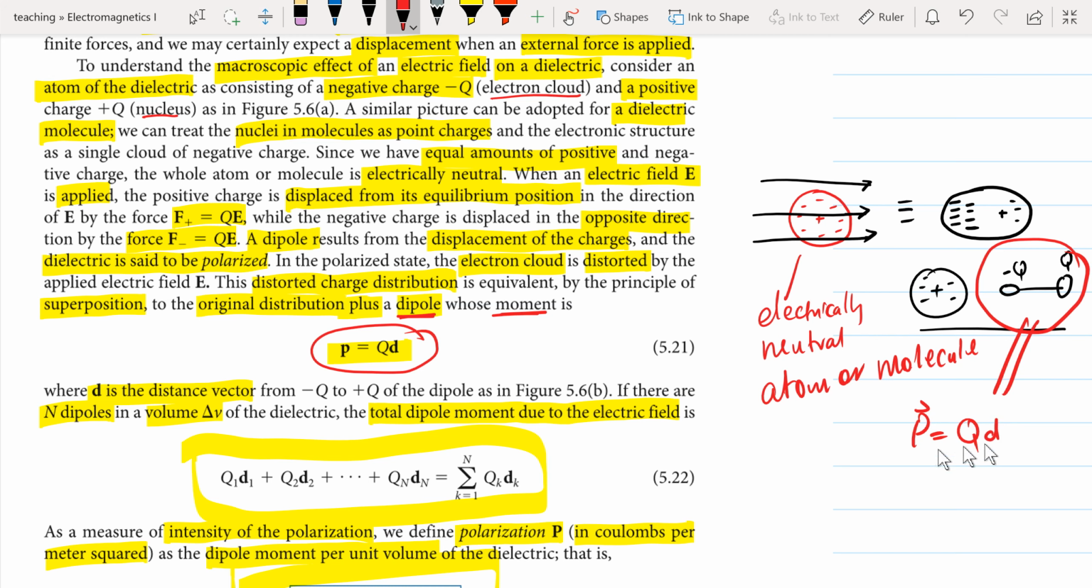And if there are n dipoles formed after the application of an electric field in an elemental volume dV, then the total dipole moment due to the electric field is going to be considered to be equivalent to the sum of the individual dipole moments that are formed due to the electric field. So this would give you equation 5.22.